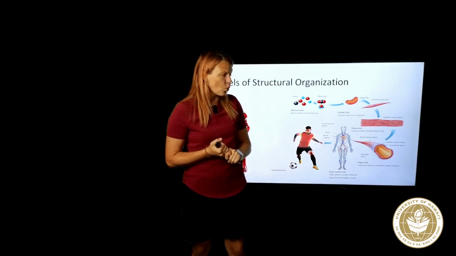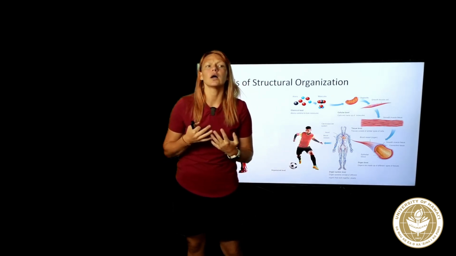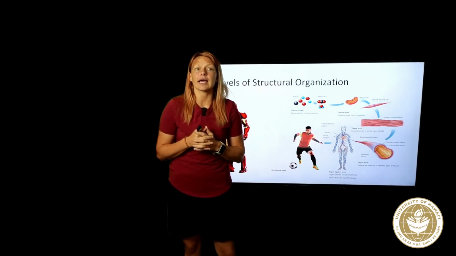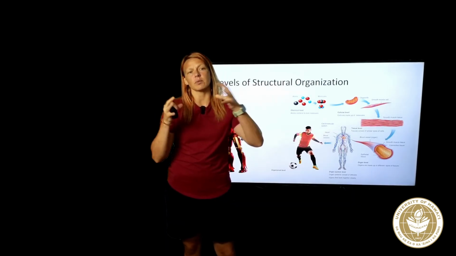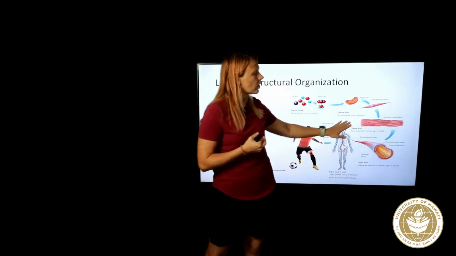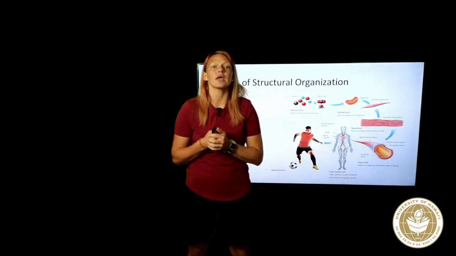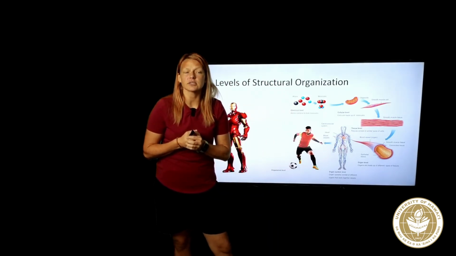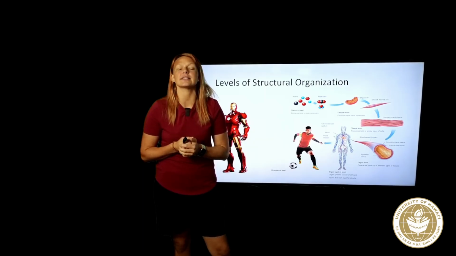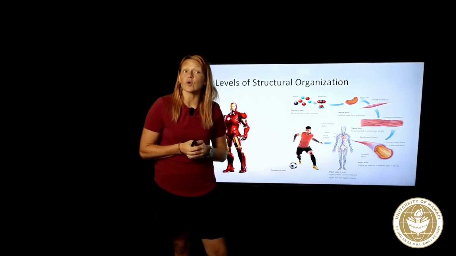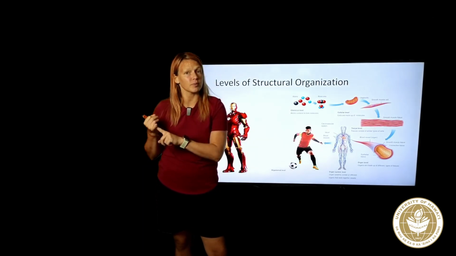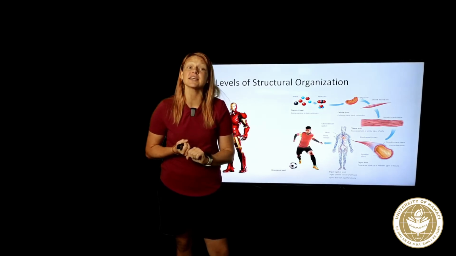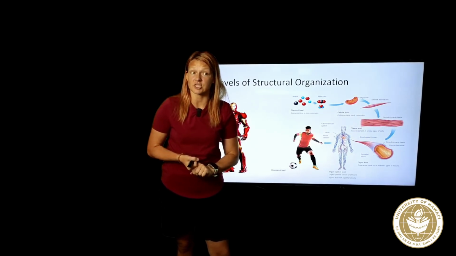Cells then join to other cells, and when you have cells joining with other cells, that makes what we call tissues, right? Like the muscle. Muscle tissue is a type of tissue. There are 4 different types. Muscle tissue is one, like I just said, also nervous, epithelial, and connective tissue.